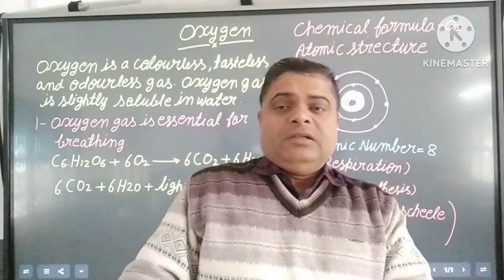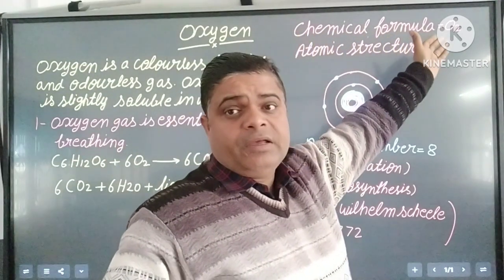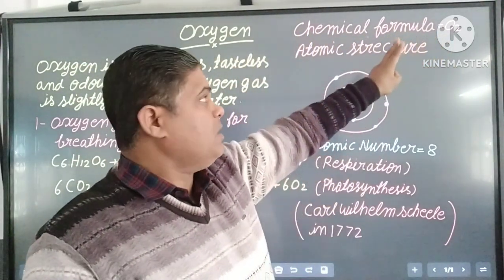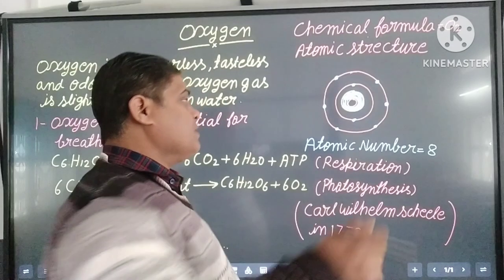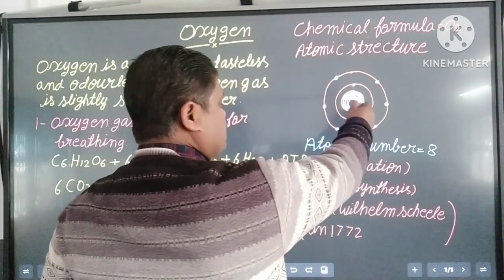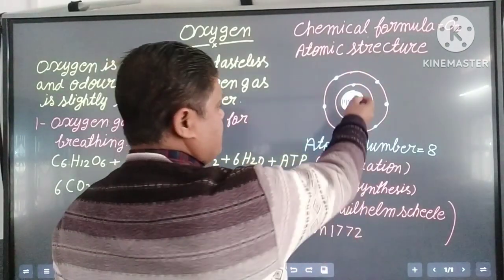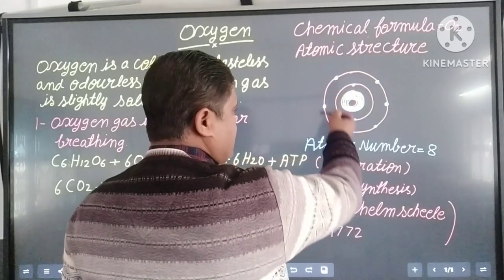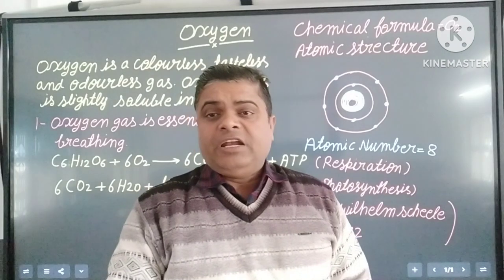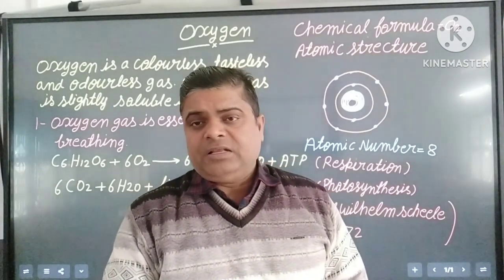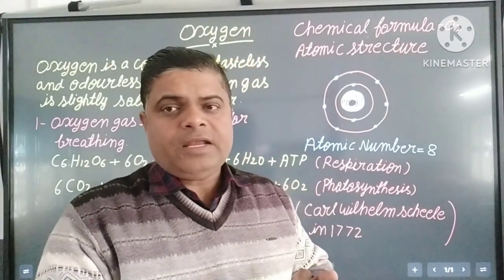So student, first let's see oxygen. Its chemical formula is O2, meaning two oxygen atoms join together to form one molecule of oxygen. See student, the atomic structure: the nucleus, and it has 8 electrons. In the first shell there are 2 electrons and the second shell contains 6 electrons. Because you know student, an atom is made of 3 subatomic particles: electron, proton and neutron.